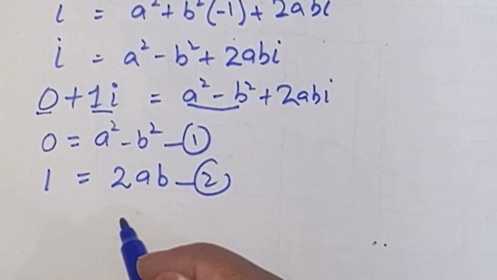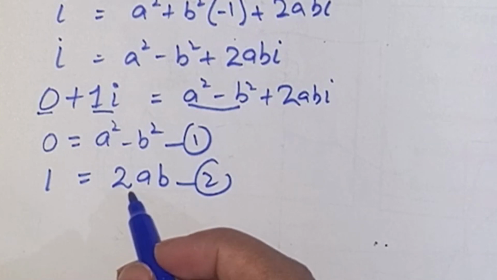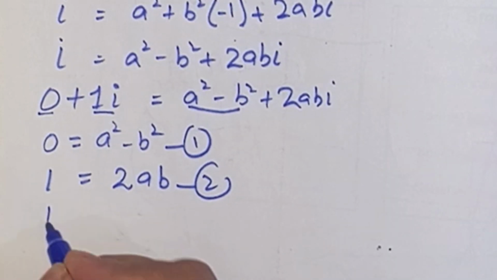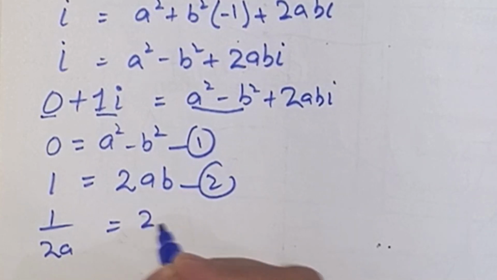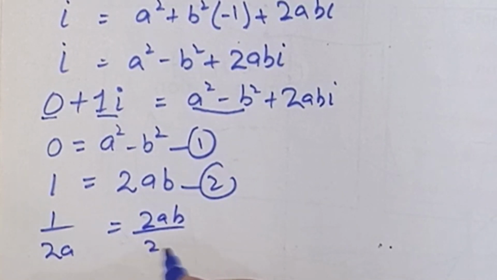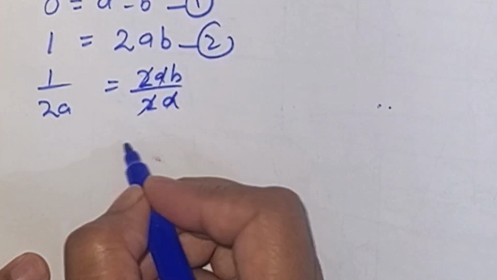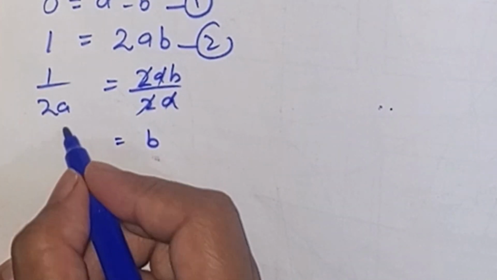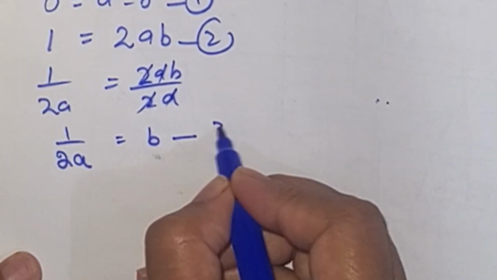Now look at equation number 2. We divide this equation by 2a on both sides. So we have 1 over 2a, which is equal to 2ab divided by 2a. Then the 2 and 2 cancel, and the a and a cancel. We just get b, which is equal to 1 over 2 times a. We call this equation number 3.